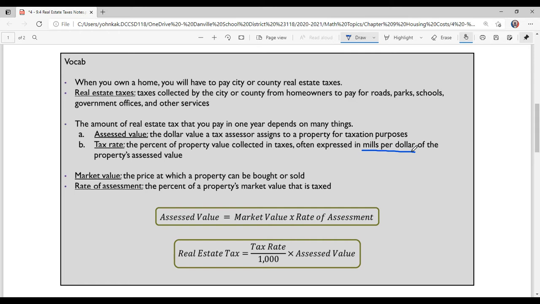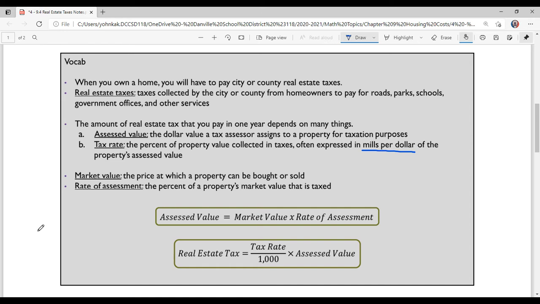If you live somewhere like Los Angeles, the tax rates are going to be a lot higher than if you live somewhere else like Danville. Or even Champaign has different tax rates, or Mahomet has higher tax rates than St. Joseph. So different cities and towns have different tax rates. It just depends on what's in the city that needs to be done.